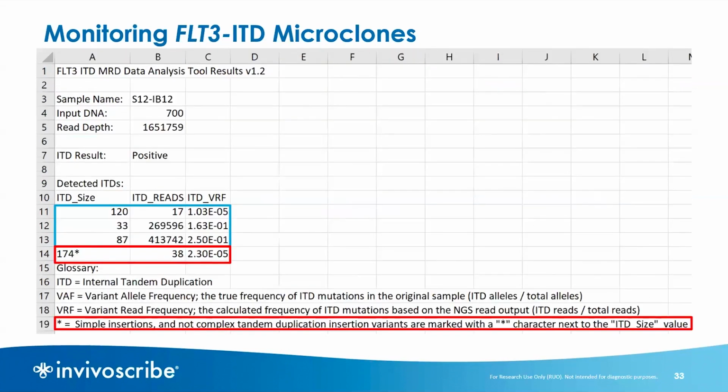If you have a sample with multiple microclones, all of that information for each microclone is presented together like this. So you can see you have your different ITD sizes here, your number of reads, and then your VRFs. And then also you can see in this red box, you have this variant that's 174 base pairs long, and it's marked with this asterisk. And so that means it's a simple insertion rather than a tandem duplication. And this is defined in the glossary below as well.